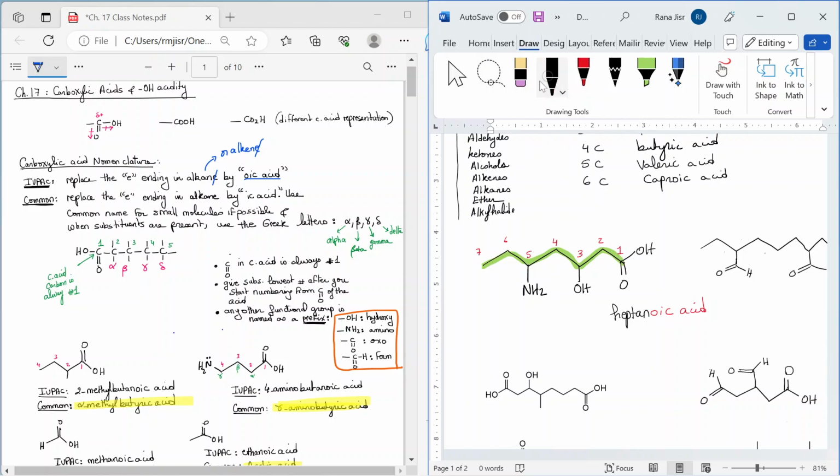And then name your substituents, and name them according to alphabetical order. So the OH is hydroxy and the NH2 is amino. So amino comes first, so that is going to be 5-amino, 3-hydroxy, heptanoic acid.